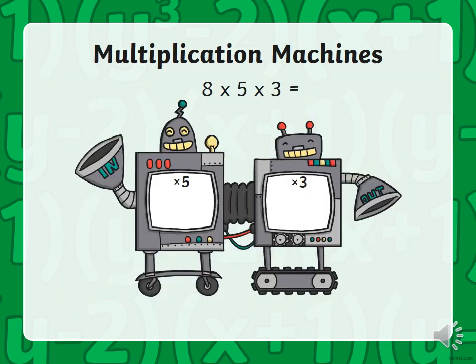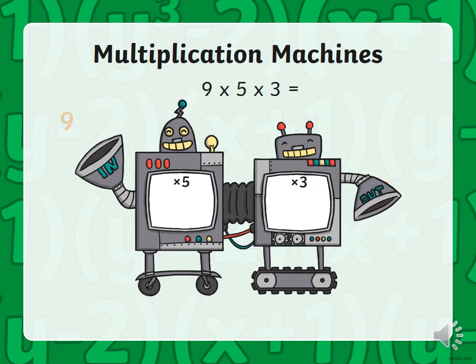Okay, so 8 times 5 times 3. What's the first step that we do? Good. We do 8 times 5. We get the answer, the product, and then we times that by 3. So 8 times 5 is 40. 40 times 3 is 120, and out comes 120. Excellent. Now 6 times 5 is 30, and you do 30 times 3 is 90, and out comes 90. Excellent.